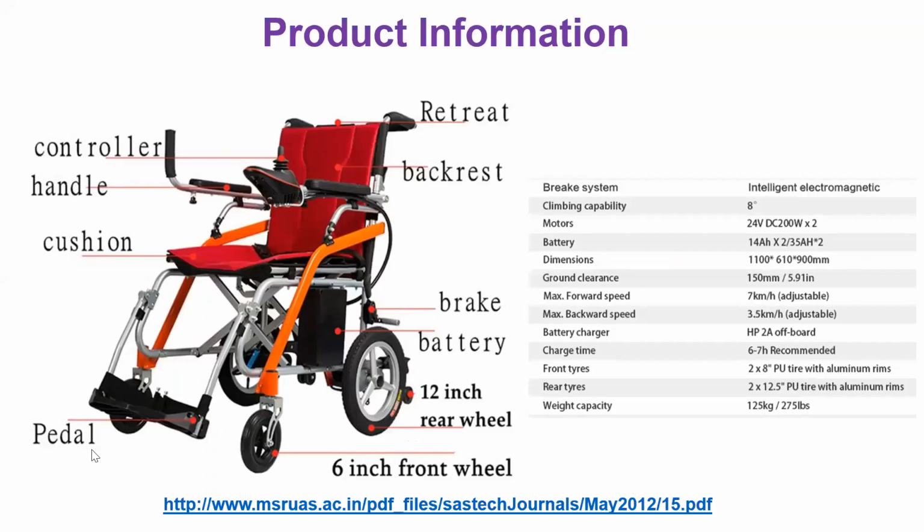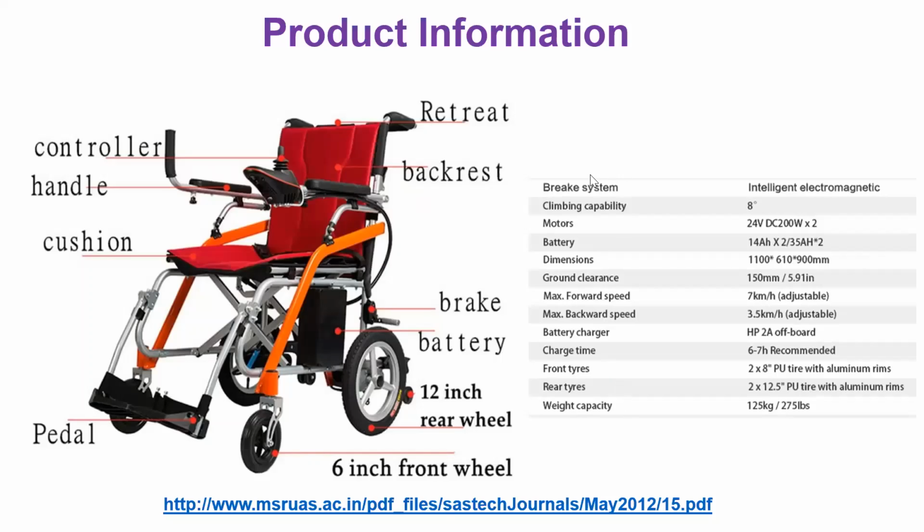Basically, any electric wheelchair will have the wheels, front wheel and rear wheel. It will have a battery, a brake, suspension, footrest, pedal, and a joystick where you can control the speed and everything. You have the armrest. You have the backrest. You have the retreat, where some people can help you to travel based on the place.